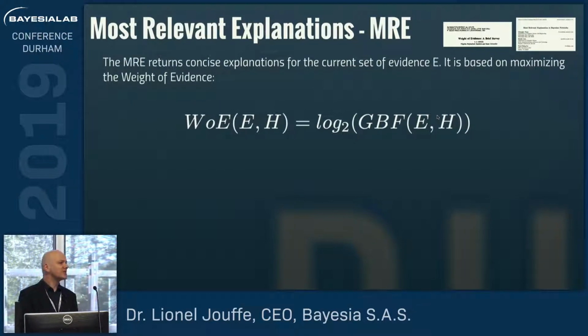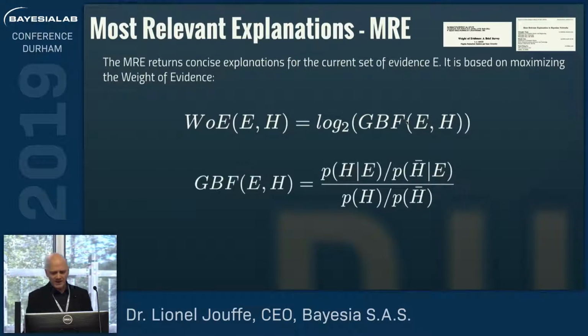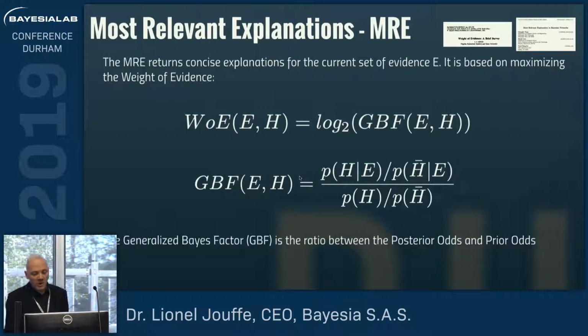So you cannot use it without evidence. Obviously, as the name indicates, you are looking for an explanation, an explanation of something you have defined via the monitors, right? And it's based on the maximization of the weight of evidence I briefly mentioned before. So this is a binary log of the generalized Bayes factor. And this is another way to represent the generalized Bayes factor. This is indeed a ratio between the posterior odds and the prior odds, right? So we are just looking for the maximization of this term.